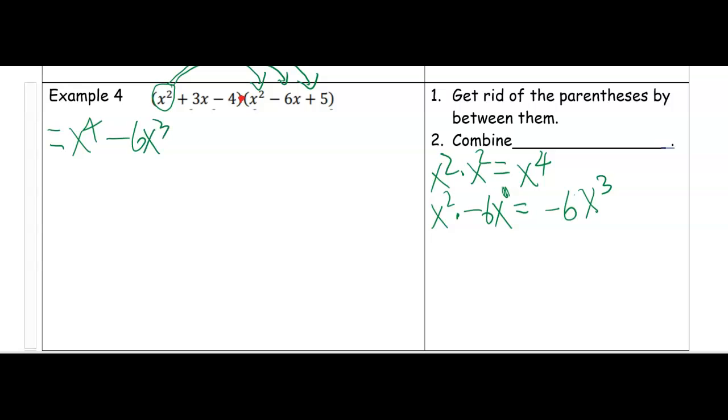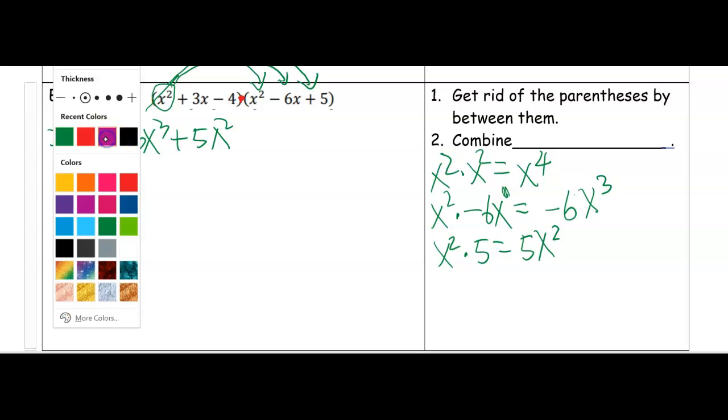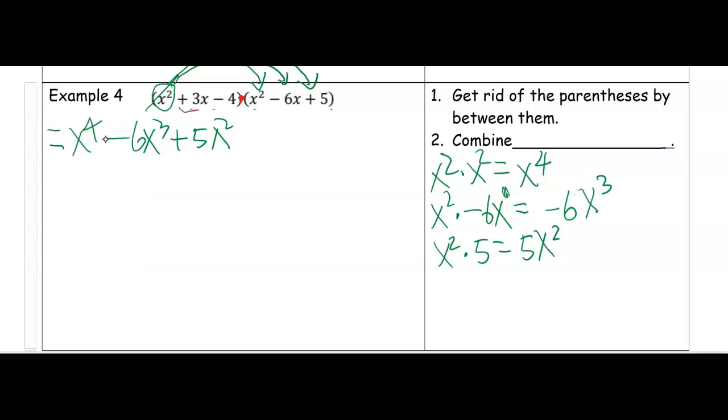Next arrow is x squared times 5. Number part is just 5. x part is x squared. It's positive 5x squared, so it's plus 5x squared. Okay? So we finish multiplying the first guy in the first house to everybody in the second house. And now we're going to deal with the second guy in the first house, which is positive 3x times everybody in the second house. So first arrow, 3x times x squared.